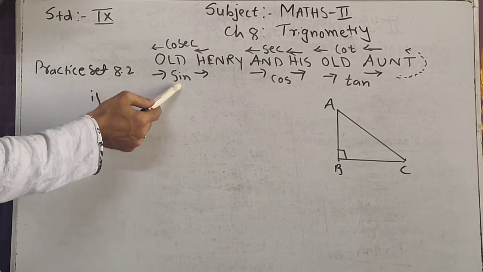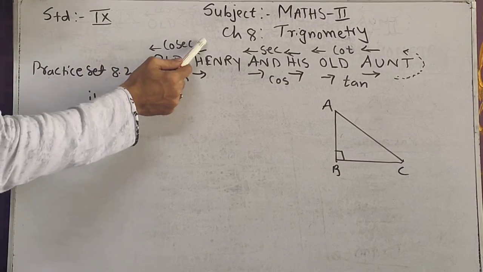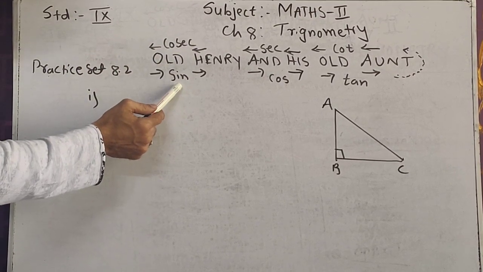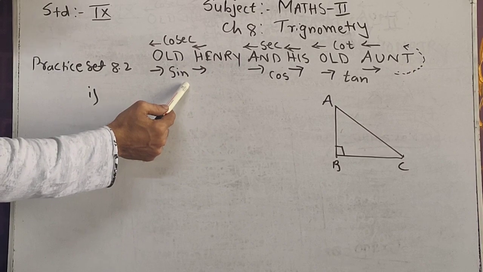Cosec theta is 1 upon sin theta. Cosec theta means 1 upon sin; you can see sin is down. So cosec theta means 1 upon sin theta.